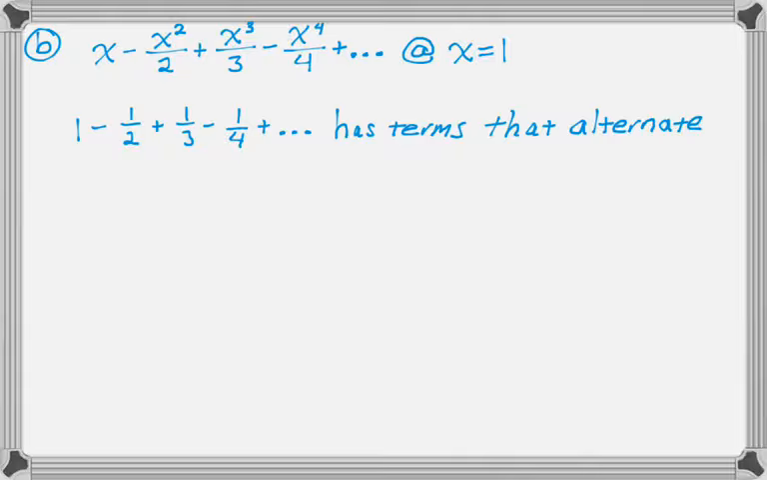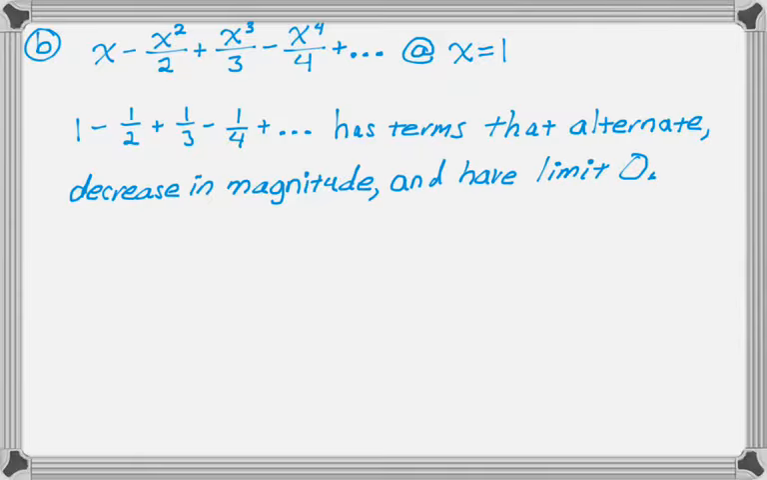They decrease in magnitude, and then they have a limit that is 0. So that means this series converges by the alternating series test. So this converges by the alternating series test.